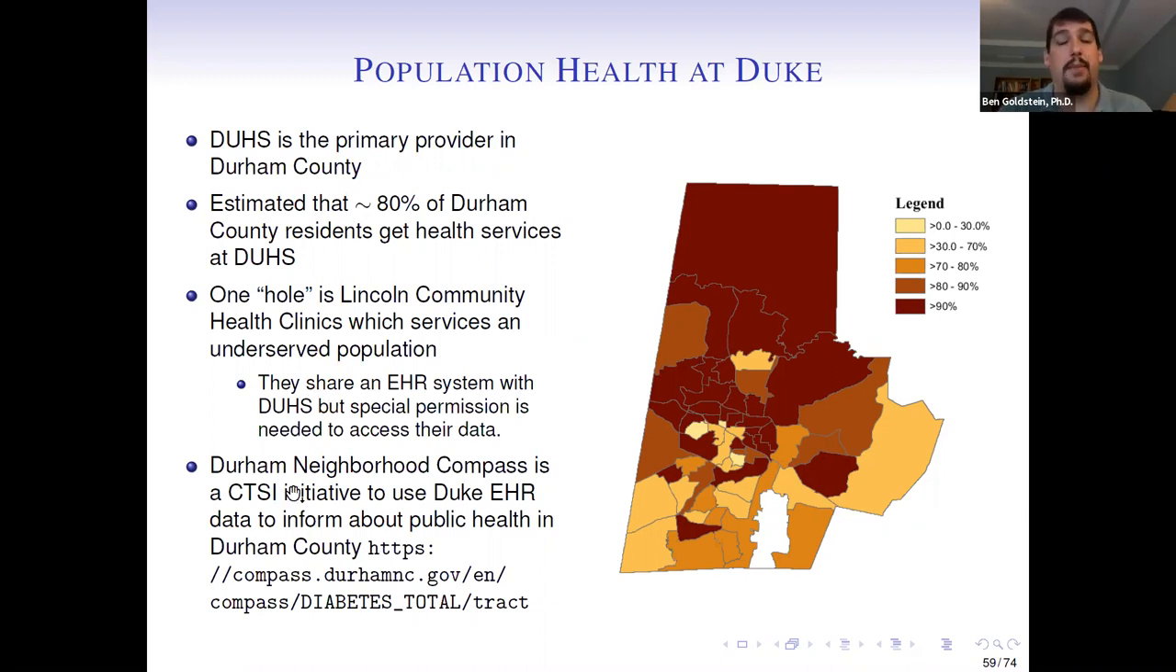But to give you a sense of population health and how it can be used, there's the Durham Neighborhood Compass Initiative, which essentially uses Duke EHR data to inform about public health in Durham County. If you click on this link, you can see mappings of different diseases within Durham County.